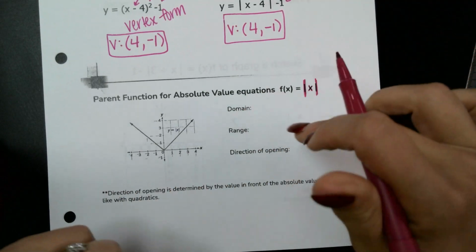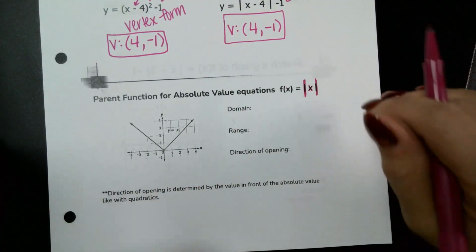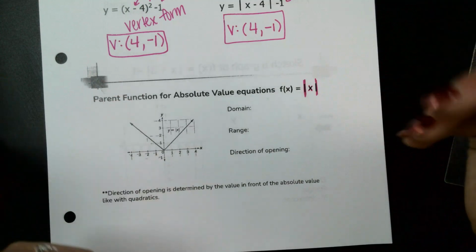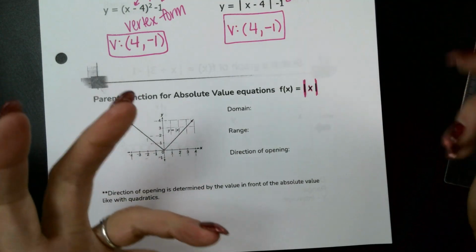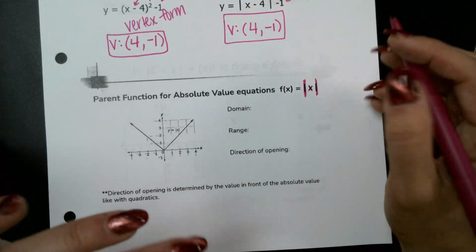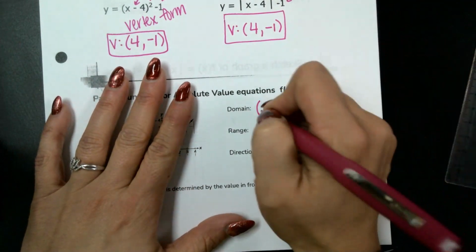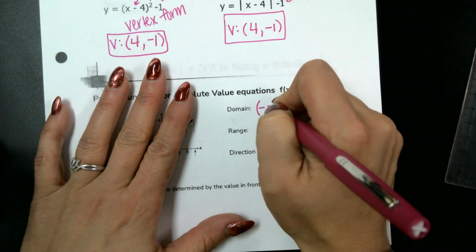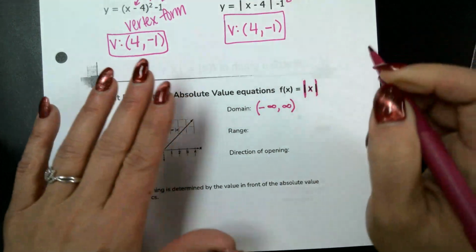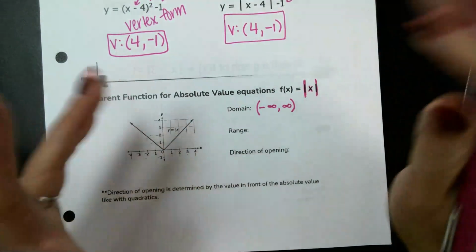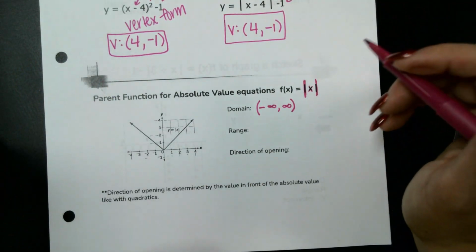The domain, if we're allowed to plug in any number for x that we want, what were we writing for domain? All real numbers. We were putting all real numbers, right? Or we were putting the R. I want you guys to get in the habit of doing the negative infinity to positive infinity. So negative infinity to positive infinity. That means any positive or negative number that exists. So it's all real numbers.